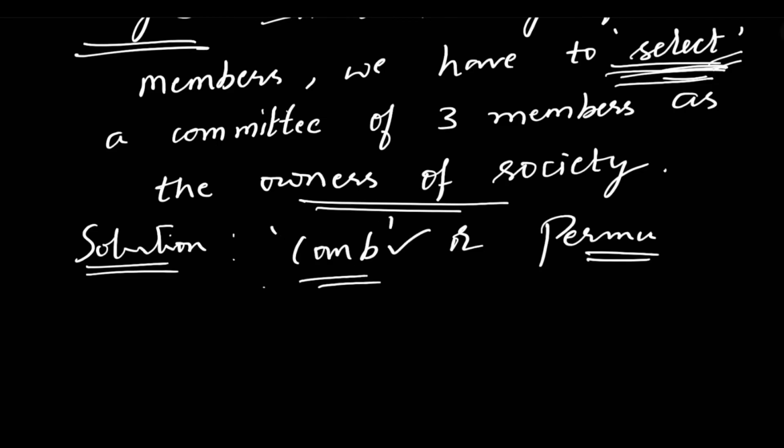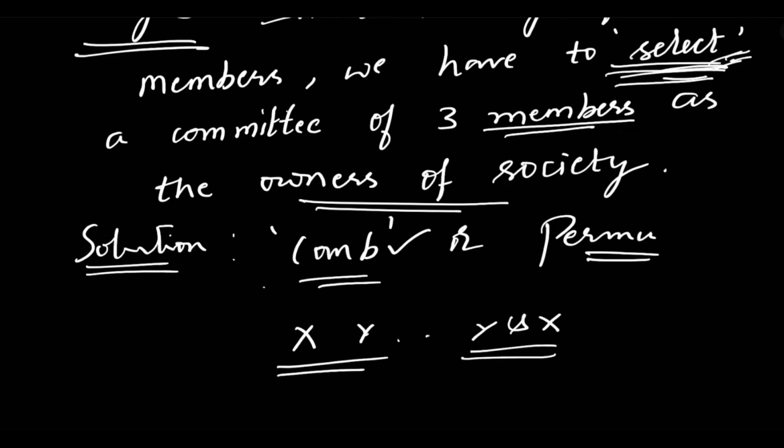Let us say you have for example x y. You have 2 members x and y. It doesn't matter whether we say xy or yx, right? You have 2 members x and y, and it doesn't matter whether we say x and y or y and x, both mean the same.